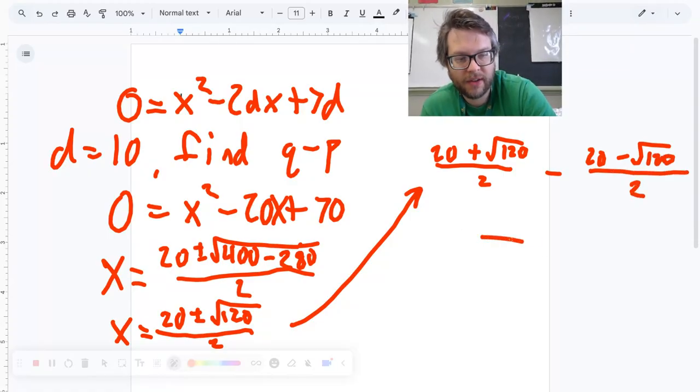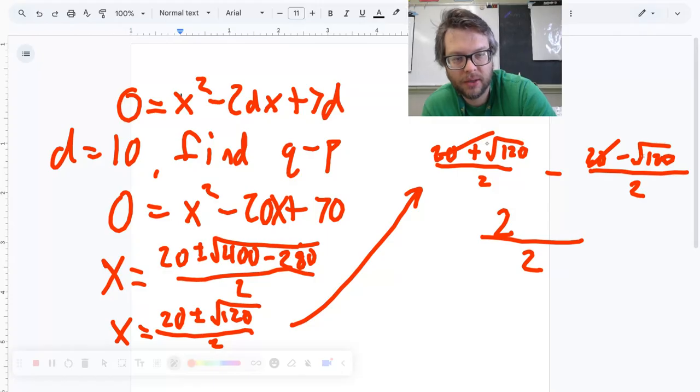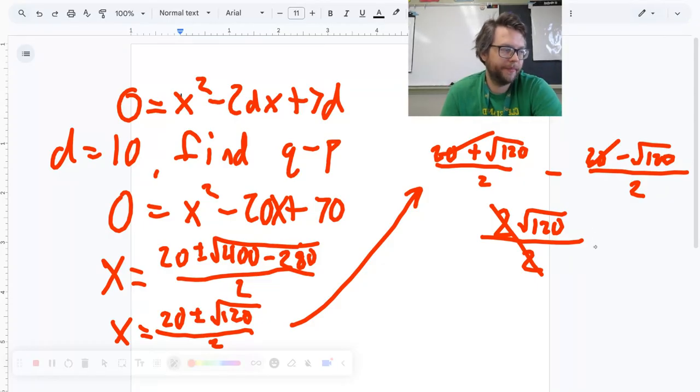But they have a common denominator, and so I can just subtract the tops. 20 minus 20 is going to cancel out. And so I just have root 120 minus negative root 20. So root 120 minus negative means plus root 120. I have 2 copies of root 120. Common denominator was 2. Cancel that out. I've just got square root of 120.